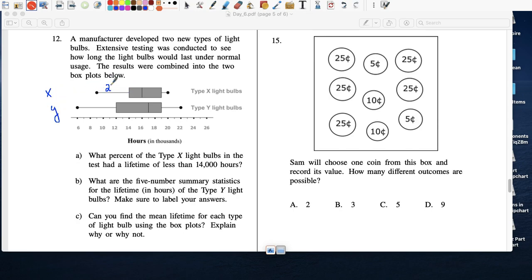Remember, don't forget, that this represents 25% of the data. This represents 25% of the data. This represents 25. And this represents 25. They don't have to be the same size. More likely than not, they will not be.